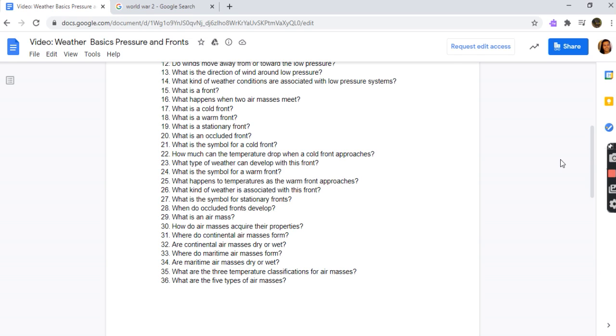When do occluded fronts develop? What is an air mass? How do air masses acquire their properties? Where do continental air masses form? Are continental air masses dry or wet? Are maritime air masses dry or wet? What are the three temperature classifications for air masses? What are the 5 types of air masses?